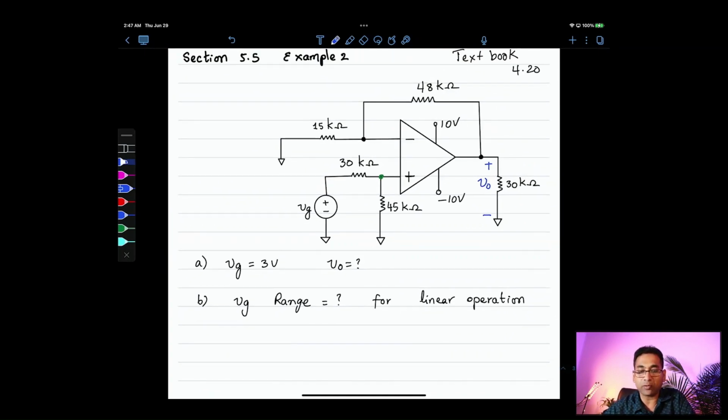VG is given to be 3 volts and all the resistance values are given. And let me make sure that the power supply voltages are plus 10 and minus 10. And this is problem 4.20 from the textbook. Now let's see how we can solve this problem. Of course, the second part of the problem is to find the range for linear operation. Let's start with part A of this problem.